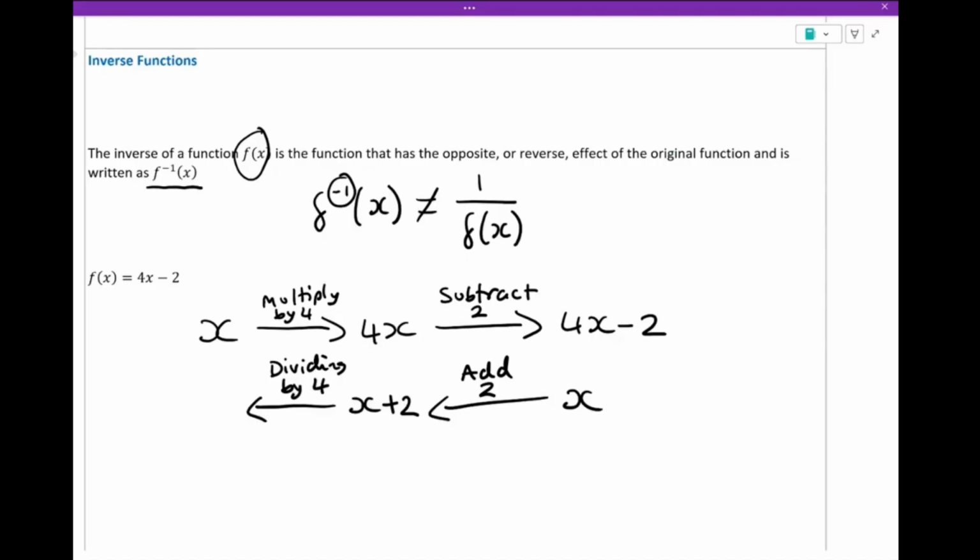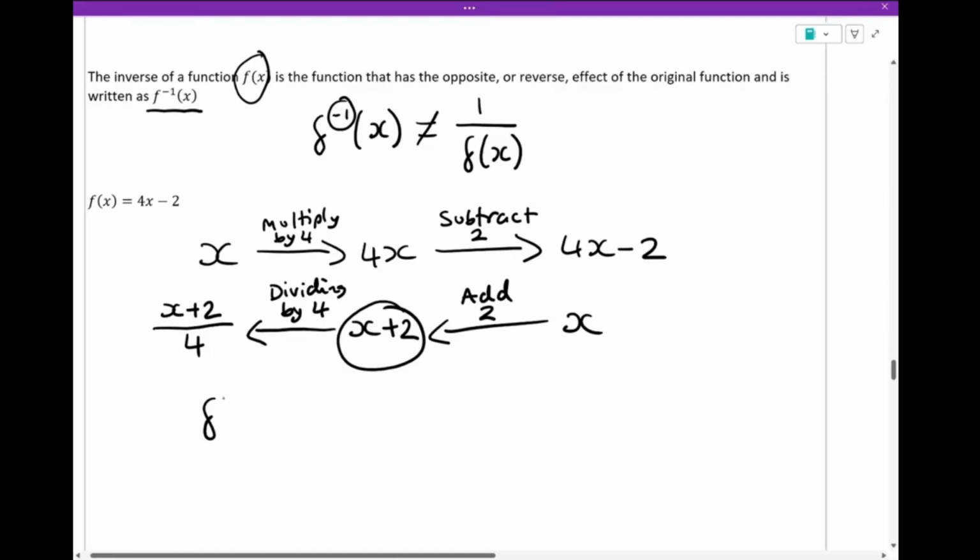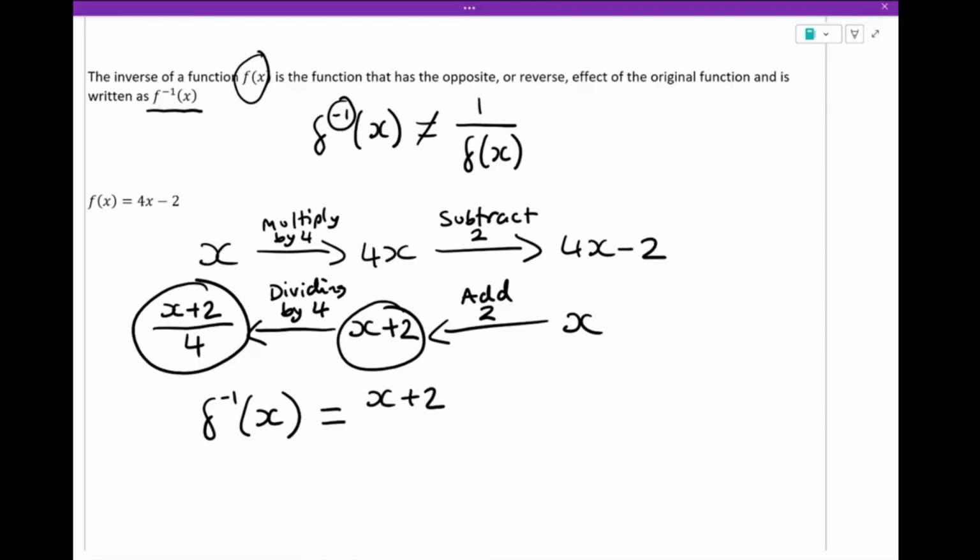So in terms of how I'd write my final function, it will be the x plus 2 that I've got there, and then I'm going to divide that by 4. So I'm going to write it with a denominator of 4 like that. So now we can write out our inverse function. It would be that the inverse of f of x is equal to x plus 2 over 4 like that. And that would be my final answer.